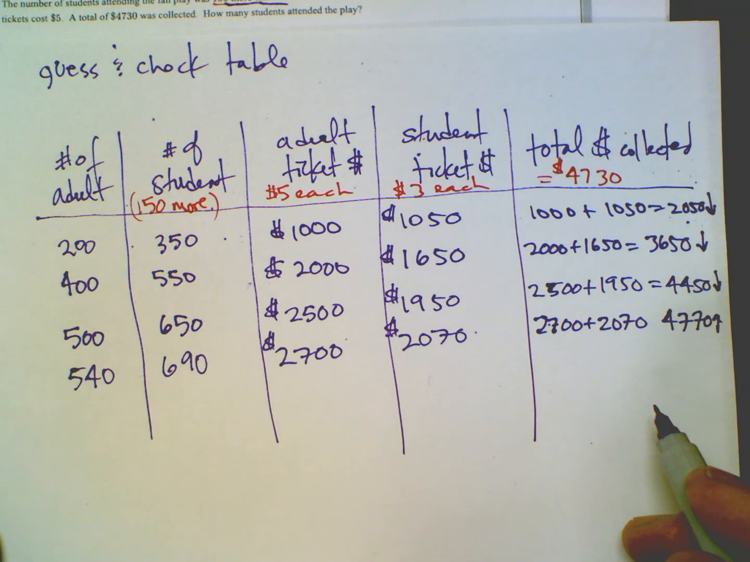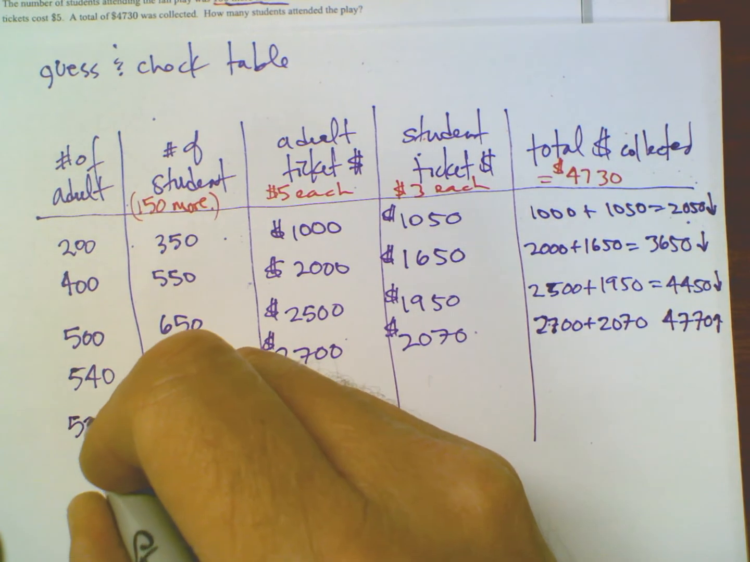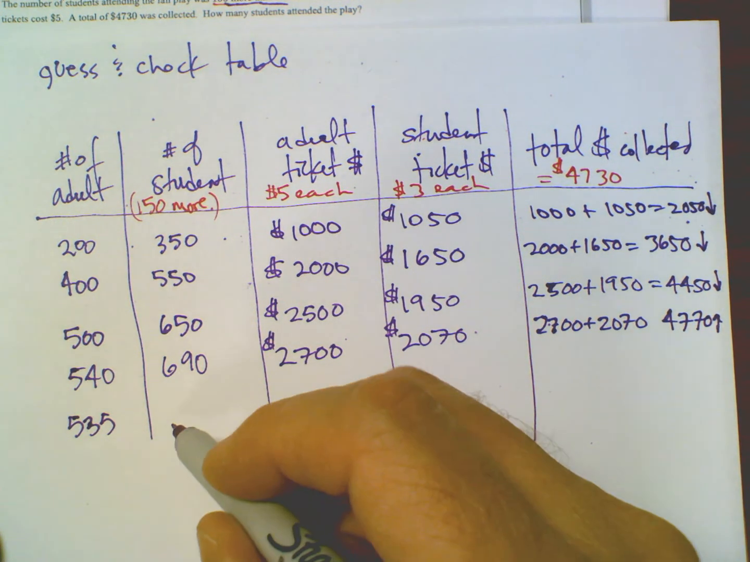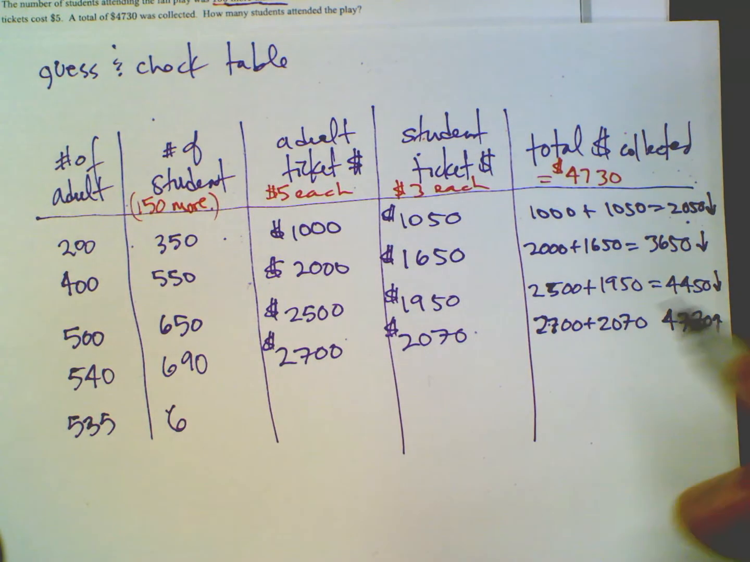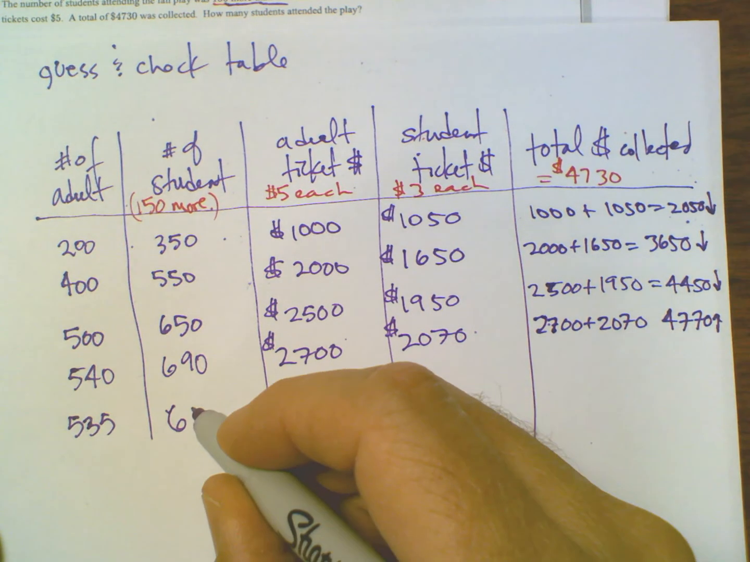I need $40 off, so I'm not talking about many tickets here at all. I'm going to go down by 5. So we'll go 535 adults. And if I say 535 plus 150, that makes 685.